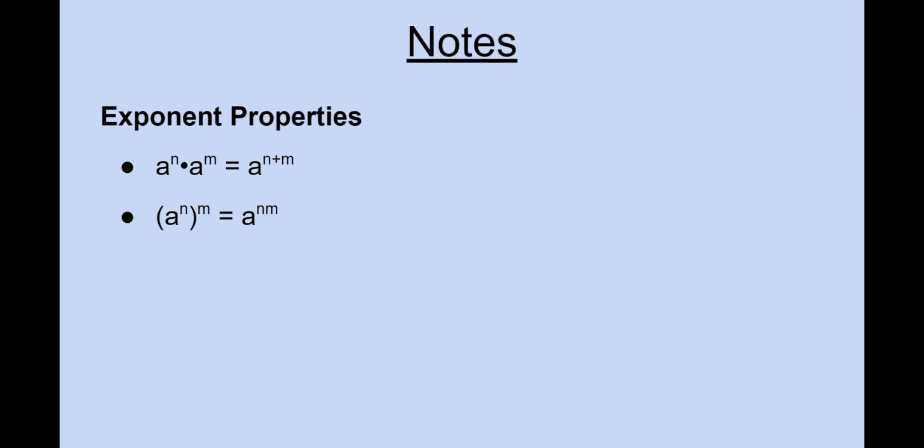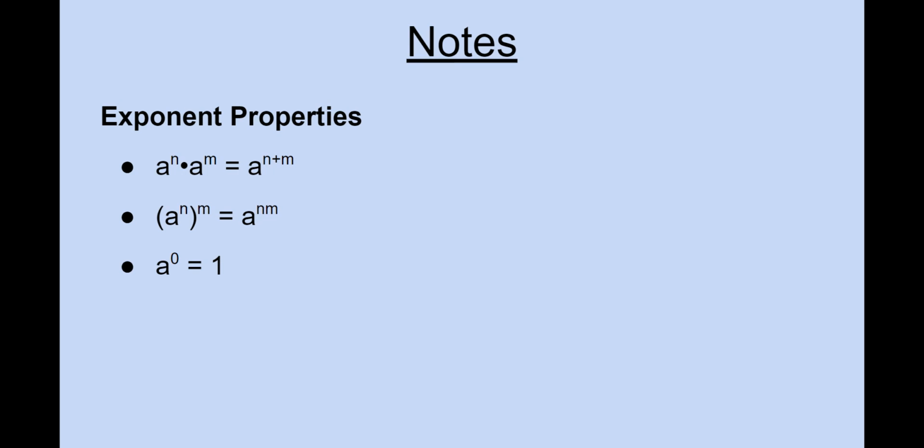Okay, so let's talk about exponent properties. The first thing is let's list the properties. So the exponent properties are, if you have two of the same bases, one base multiplied by another base, you just add the powers. If you have a base raised to a power, so this is a power raised to a power, then you just multiply the powers.